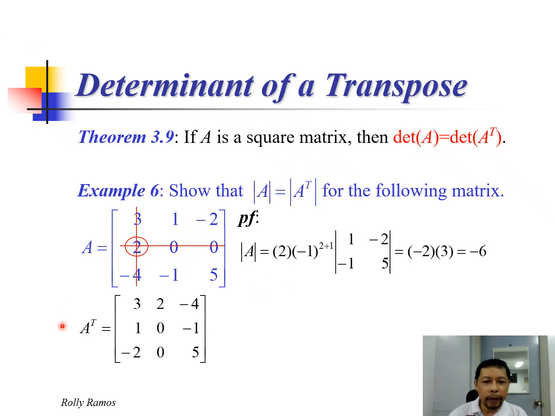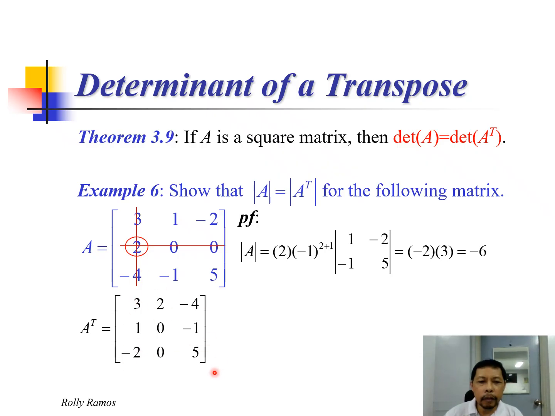Okay, so the transpose of A is obtained by interchanging the rows and columns of the original matrix. So column 1 of the old matrix will be the row 1 of the new matrix, or the transpose of the matrix. So first column 3, 2, negative 4 will become the first row of the transpose. Second column of the original matrix will become the second row of the transpose. And the third column will become the third row of the transpose of the matrix. So A transpose is now this matrix.